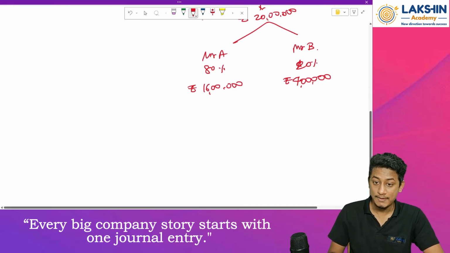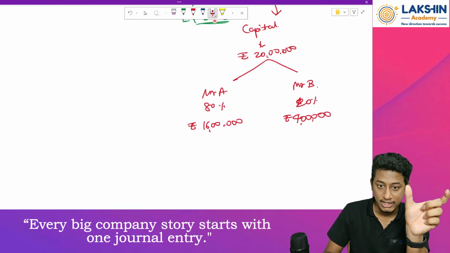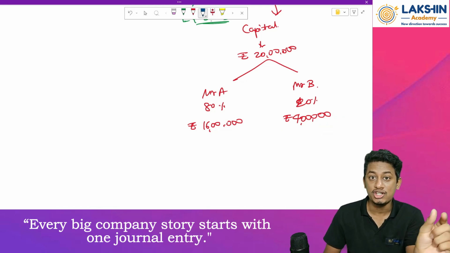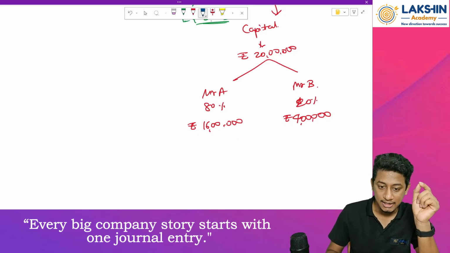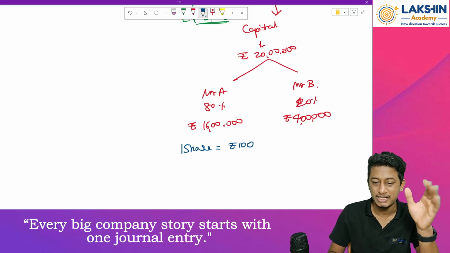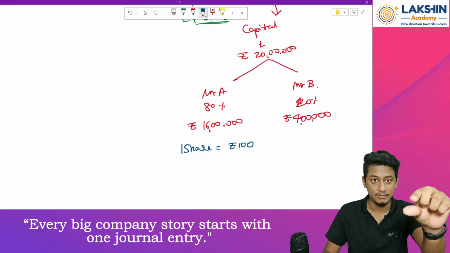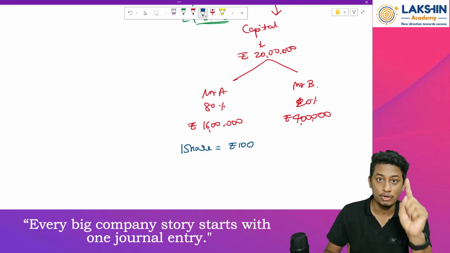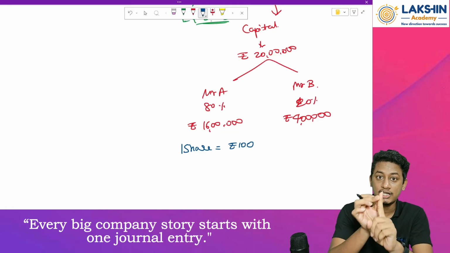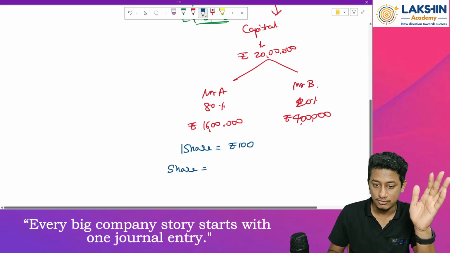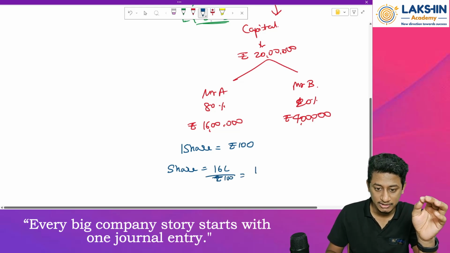Now currently this is in rupee terms, right? This amount will be divided into small chunks of shares. How? I can say that one share of the company is equal to rupees 10, or rupees 100 for that sake. Clear? So each share, or each portion of the company's capital, is divided into rupees 100. That means one share is worth 100 rupees. So how many shares does Mr. A have? In simple terms, shares will be equal to 16 lakh divided by rupees 100. That would be how much? Rupees 16,000 shares.